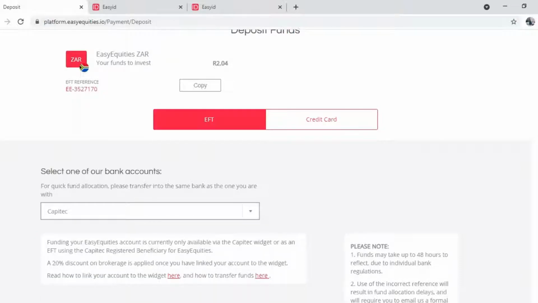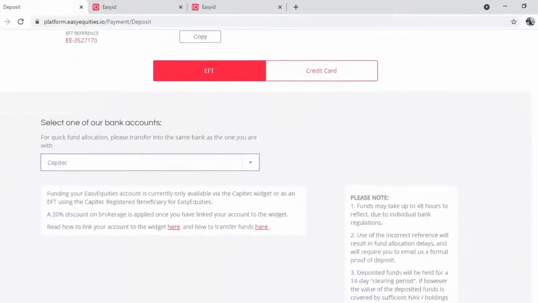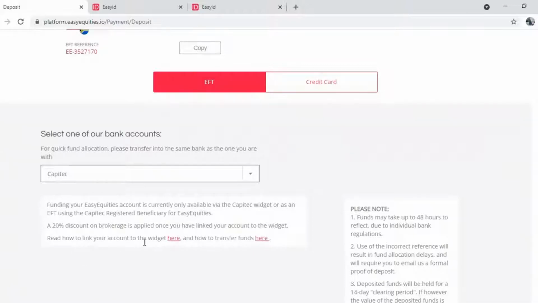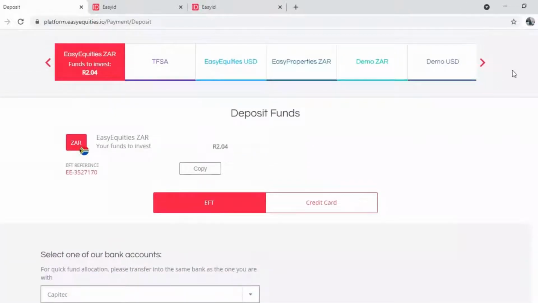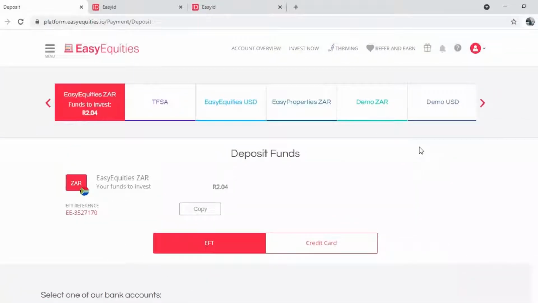I will show you how to do this. Okay, so as you can see here, there's a widget that has been put in place in order for us to transfer our funds. And this is how you do it. Okay, so now that you have put in the funds and you probably have 1,000 or whatever amount that you want to invest in.